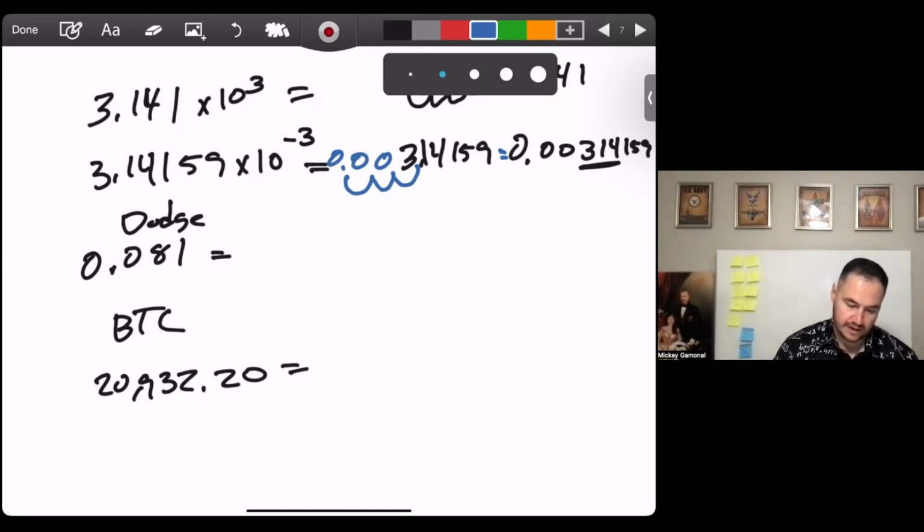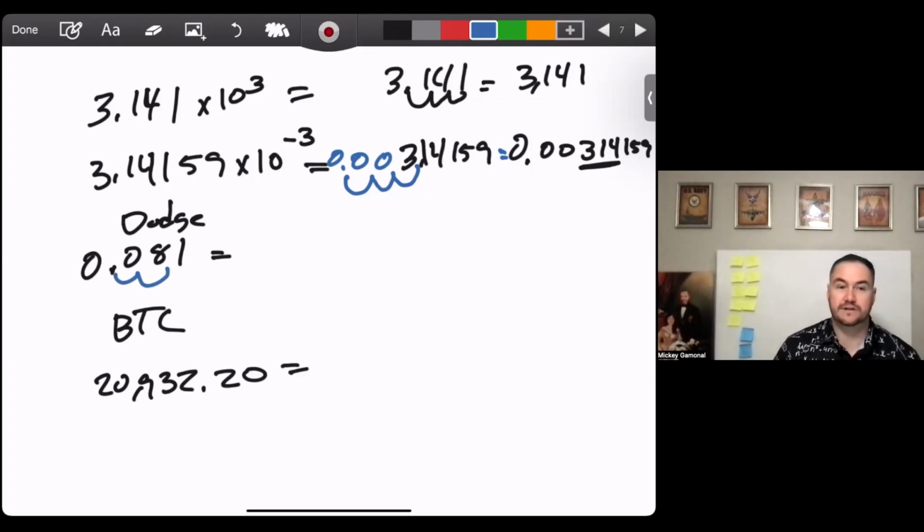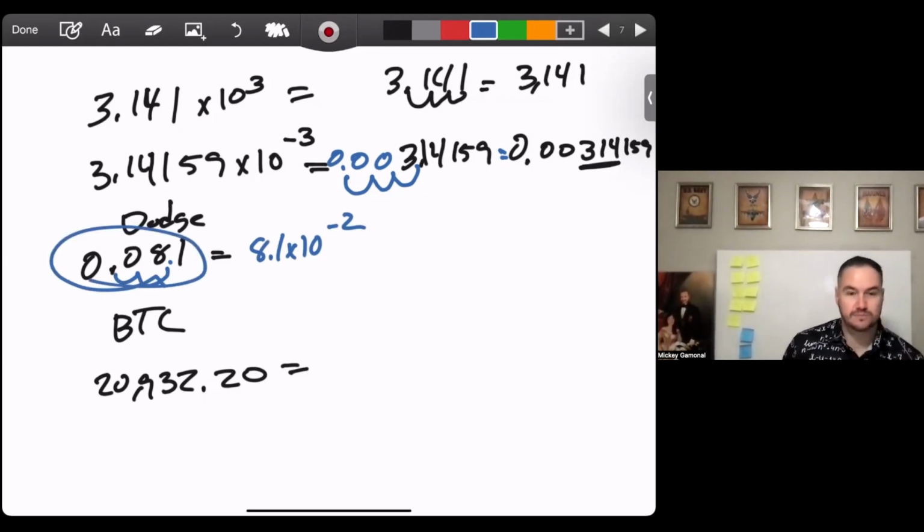Dogecoin. So what we can say about Dogecoin, if we wanted to turn that into scientific notation, we would say, okay, how many times are we moving it? 1, 2. And it's a very small number, so we're going to use 10 to the negative 2. And we get 8.1 times 10 to the negative 2. All right, because this number is much smaller. So 0.081 is a very small number. That's why it goes 10 to the negative 2.